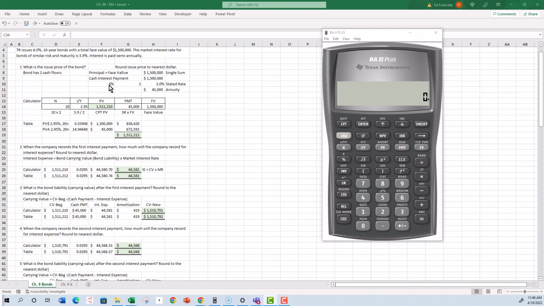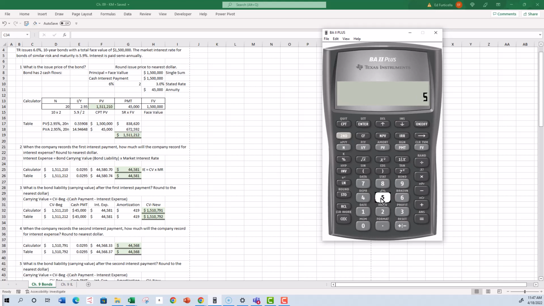The cash interest payments are based on the stated rate of 6%. Because it's semi-annual, we divide by 2, we get 3% stated rate every 6 months. So our cash interest payment is $1,500,000 times 3%, or $45,000 every 6 months. In our financial calculator, you would put 20 for your N. Because it's semi-annual, you take 10 years times 2 payments per year, 20 cash flows.